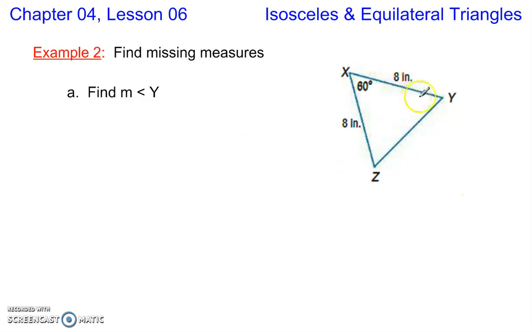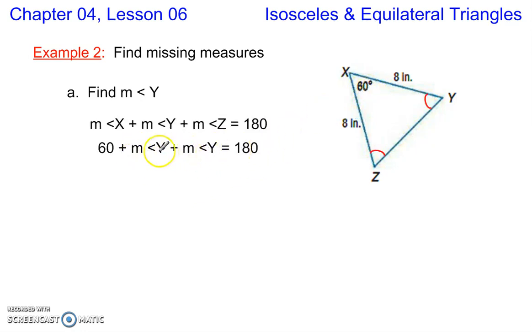We want to find the measure of angle Y. In order to find that, we know that this is 60. This is 8 and 8 right here, so these two are congruent, which means these two angles are congruent. So since these are the same measure, their sum added to 60 gives us 180. And that means their measure together has to be 120. And half of that is 60.